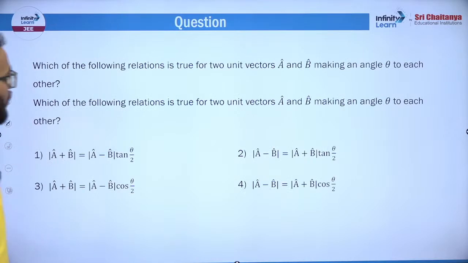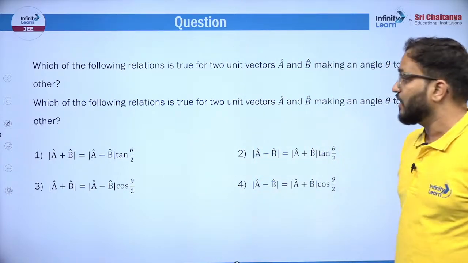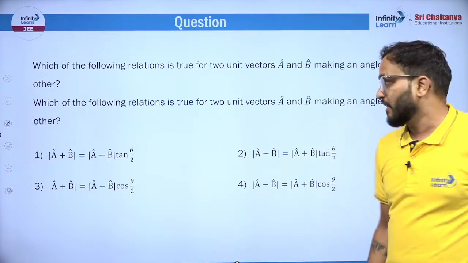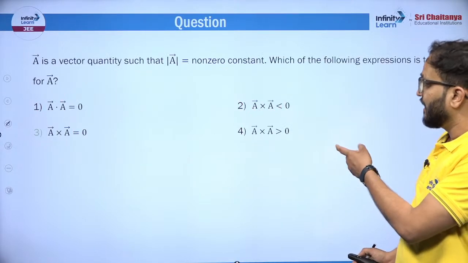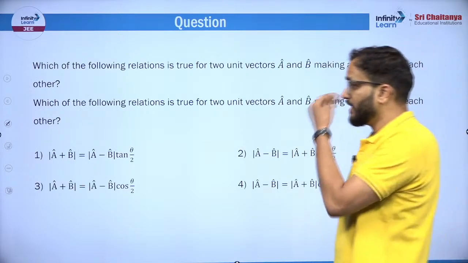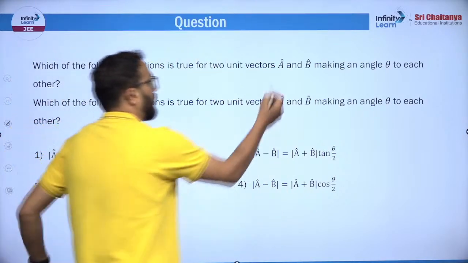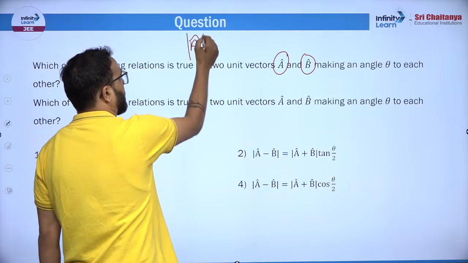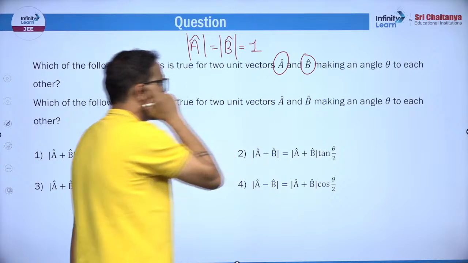Let's discuss this. Which of the following relations is true? Oh my god, couldn't believe that there are consecutively 3 questions in the paper which came from the chapter vectors. Okay, so vectors and errors. So first question was from errors, then vectors, then again one more question is from vectors, right? So which of the following relations is true for 2 unit vectors? Now unit vector, what do you mean by unit vector, my dear students? You will say, sir, unit vectors means their magnitudes will be same, which is equal to 1, right?